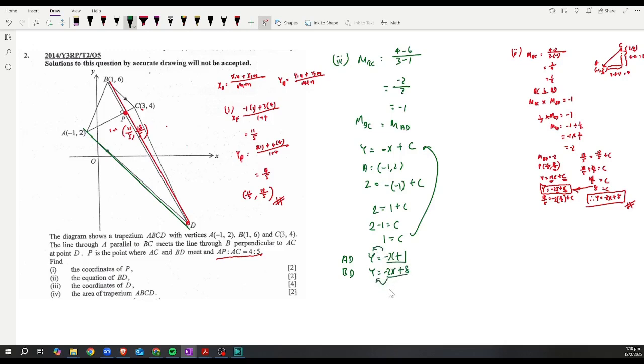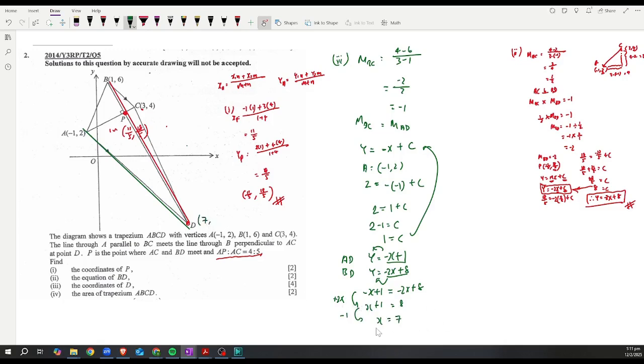And we know that the values of y must be the same because D exists on both lines, right? So we can just equate the two. Negative x plus 1 equals negative 2x plus 8. I'm going to add 2x on both sides. So we will have x plus 1 equals 8, and then minus 1 on both sides. So we have x equals 7. Alright, so we have the x coordinate of point D.